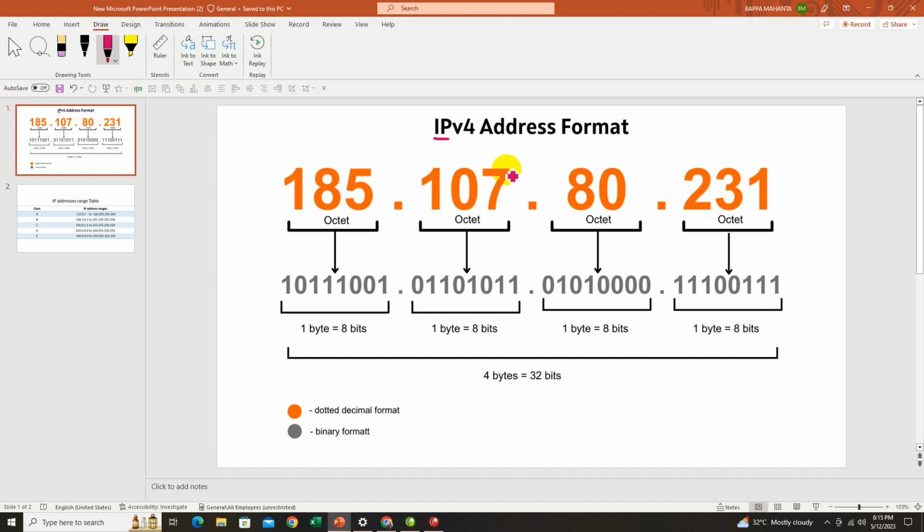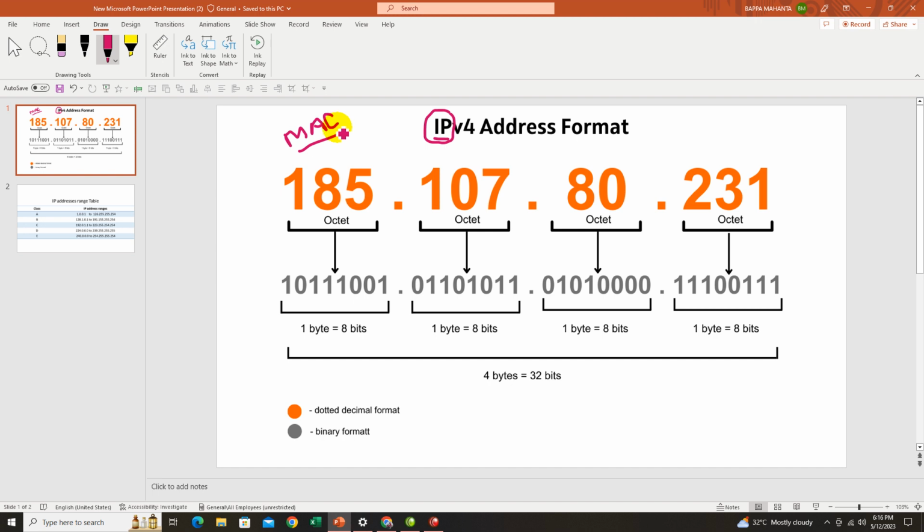Understand, your computer has two addresses. One is a logical address, and the other is a physical address. Logical address means IP address, and physical address means MAC address. MAC is not our topic, but I am telling you for understanding purposes. MAC is just a hardware address of a computer, media access control. You can't change it.